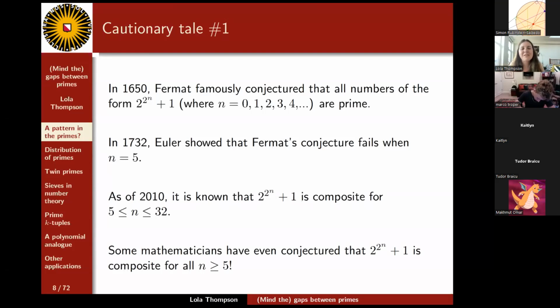The reason I give you this cautionary tale is to say that just because something seems to be true at small numbers, it doesn't mean that it holds true forever. You have to be a little careful, because sometimes things are a little bit weird when you're working with smaller numbers, and the pattern looks like there's a pattern and it doesn't continue as you go out. So that's the first thing you need to be careful of when looking for patterns in the primes.